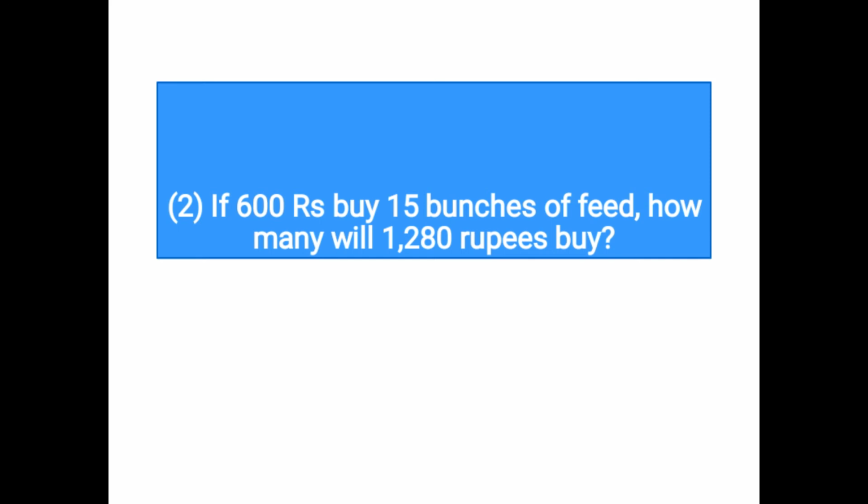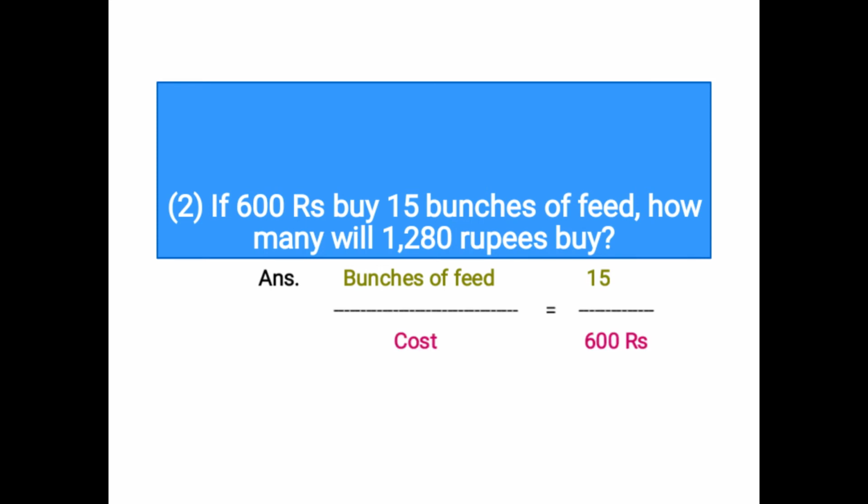Let us begin the sum. Bunches of feed is 15 upon cost is 600 rupees. So this you have to write in the first ratio like this. Bunches of feed upon cost is equal to 15 upon 600 rupees. You have to find the bunches of feed for 1280 rupees. So you have to write the statement: let X be the bunches of feed for 1280 rupees.